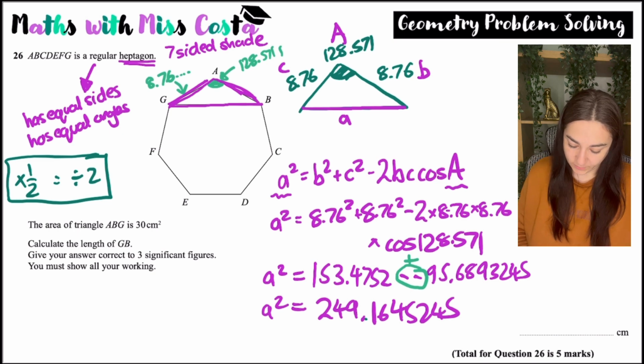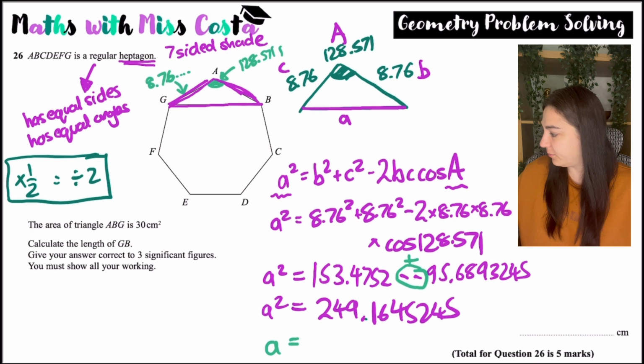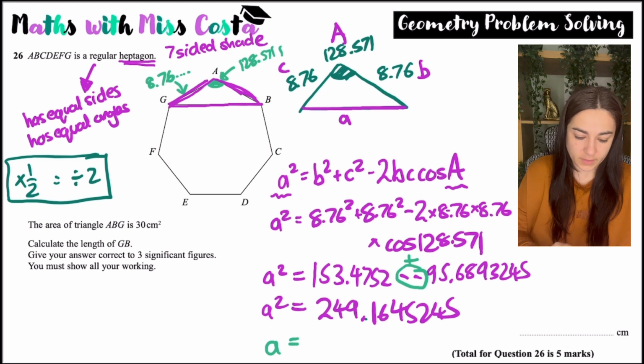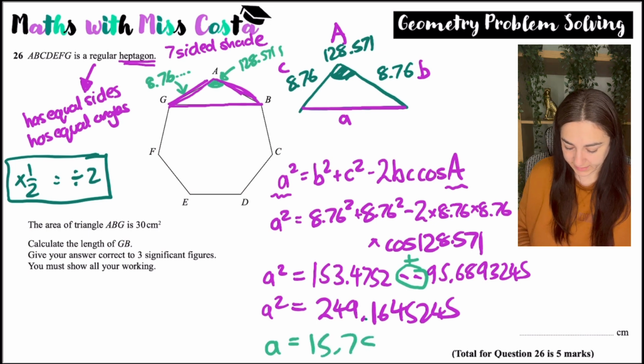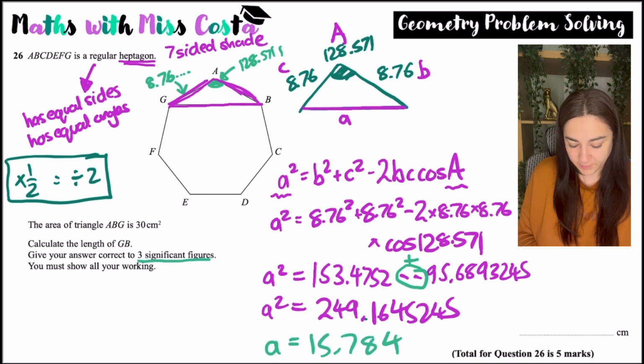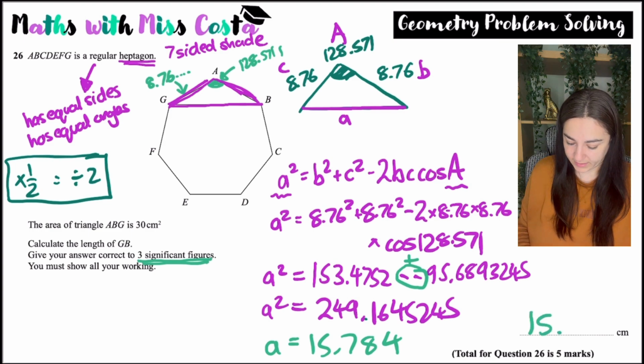And then if a squared is that, then a is going to be the square root. So the square root of the answer is 15.784. And it says correct to 3 significant figures, so that would just be 15.8.